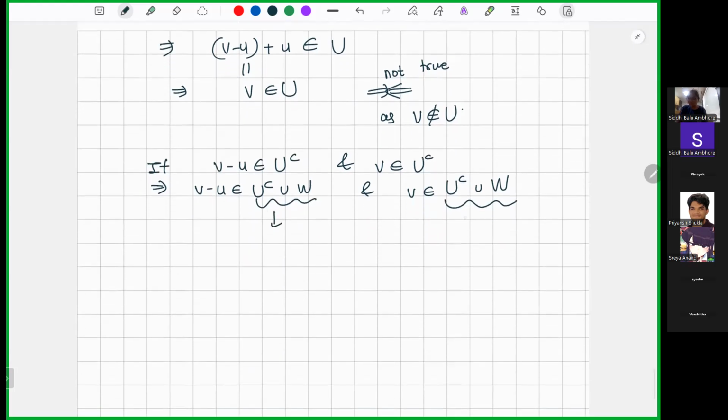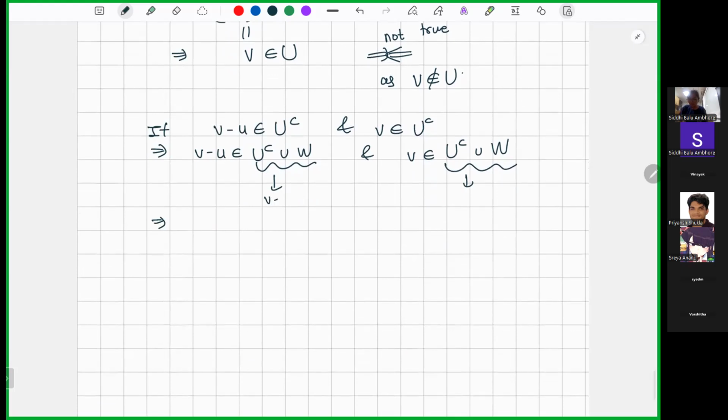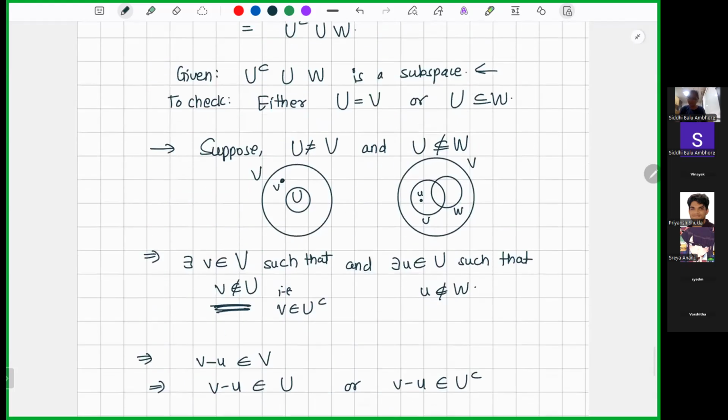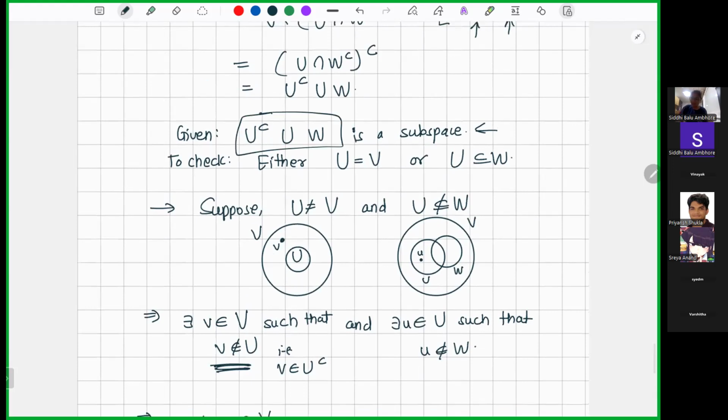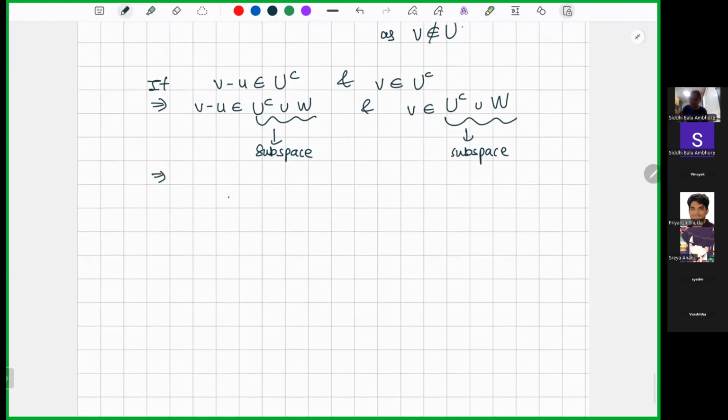And now this is my vector space, right? This is vectors, this is subspace. This is given. This is my given condition. So we are actually making use of this fact that this is a subspace. Now, if that is the case, then this point V minus U must also belong to this set, right? Since U complement union W is a subspace.